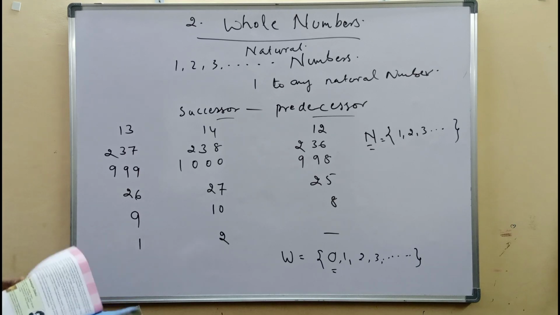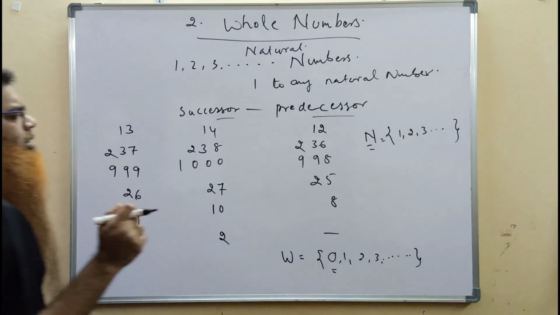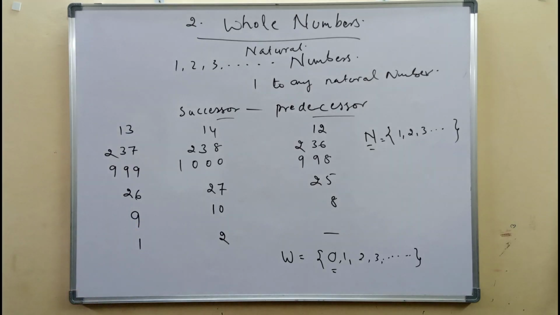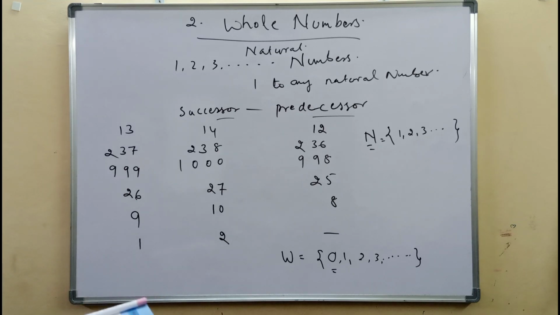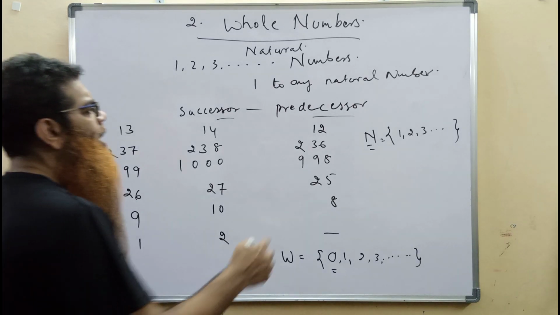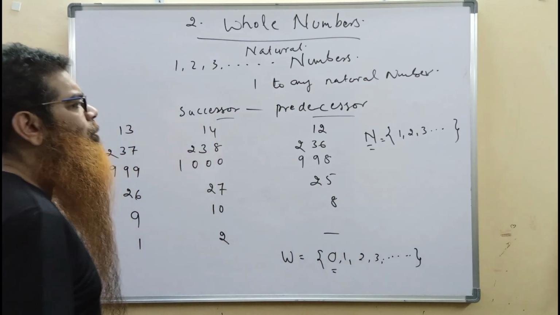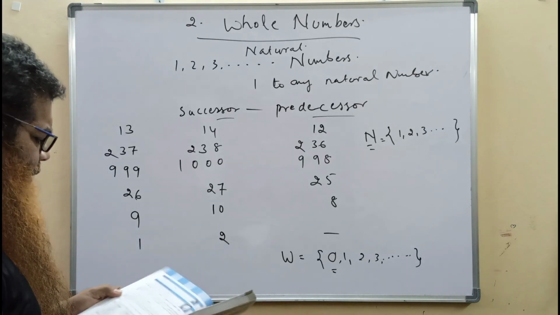Which number has no successor? There is a question here. Which number has no successor? Every number has a successor. There is no number which has no successor. The second question here: which number has no predecessor as per natural numbers? The number 1 has no predecessor as per natural numbers.